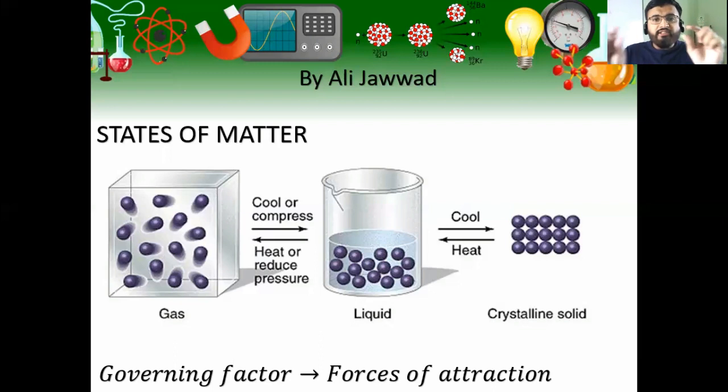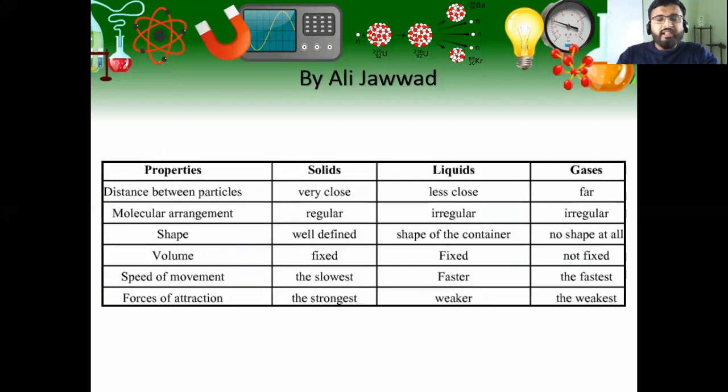So if the distance is less, then the forces of attraction will be more, and if the forces of attraction are more, there will be more chance of forming a regular structure, a regular shape, and the movement of molecules will be less. So the forces of attraction and the distance between molecules is the governing factor which gives the properties to any substance. These are the list of some properties of states of matter.